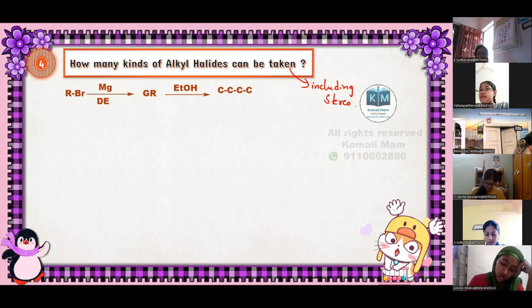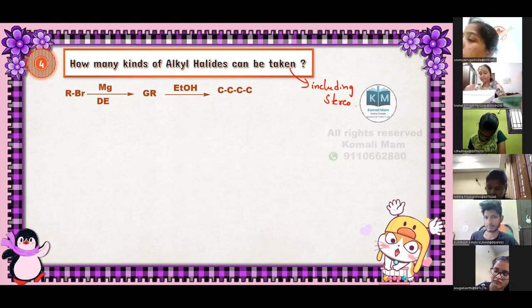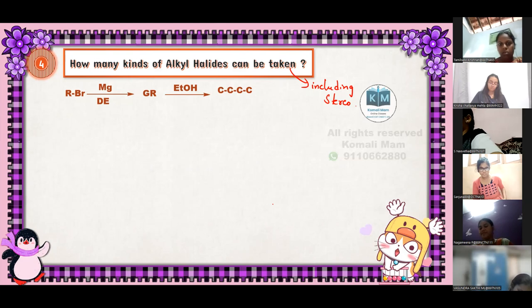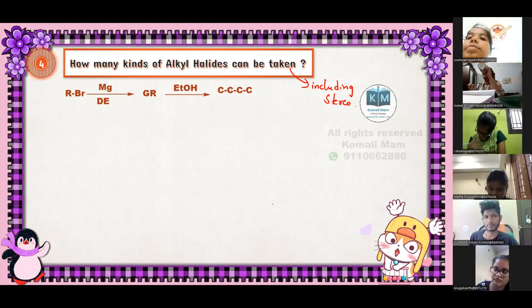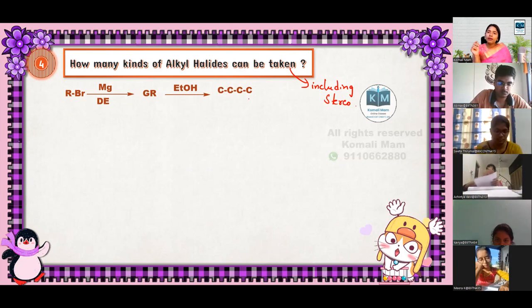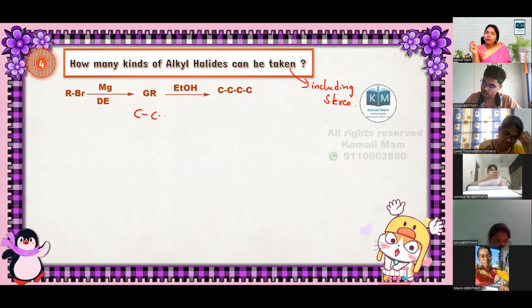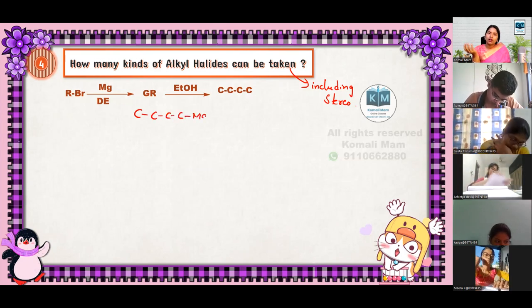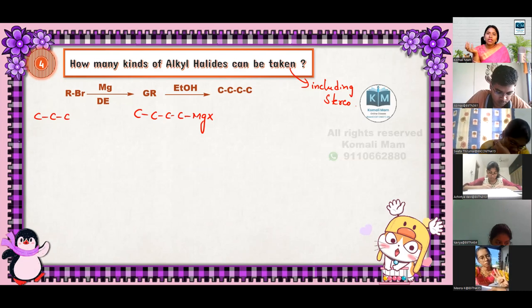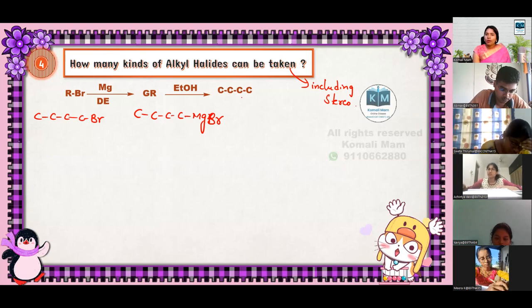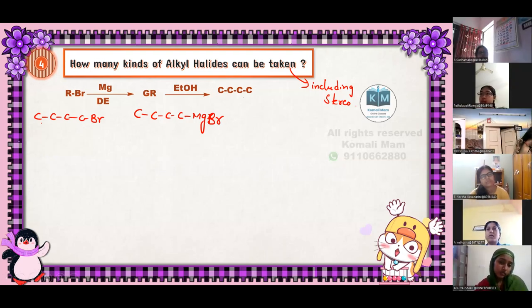Completed. Okay, see here, this is a four-membered product. So the Grignard reagent should be how many membered? Four-membered. So if it is four-membered, the alkyl halide should have Br, because here Br is given. So your alkyl halide will be four-membered. Same logic: product is four-membered means reactant also four-membered.